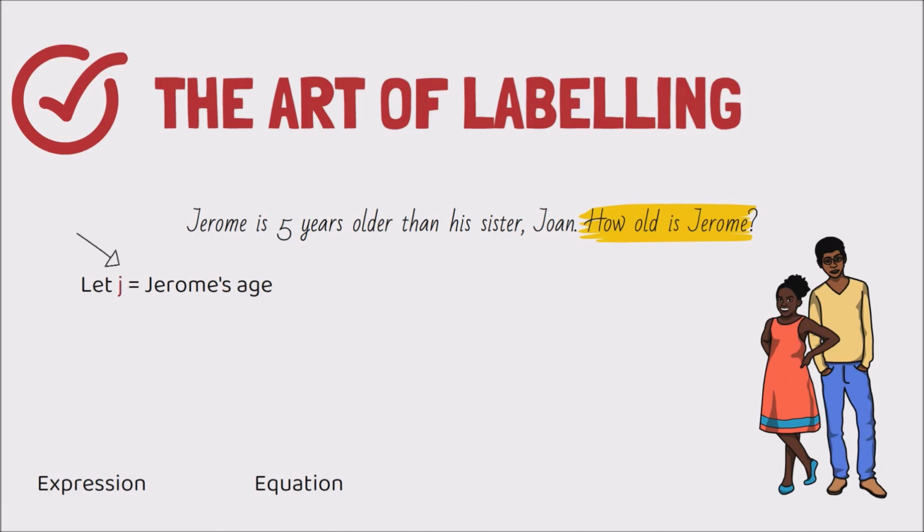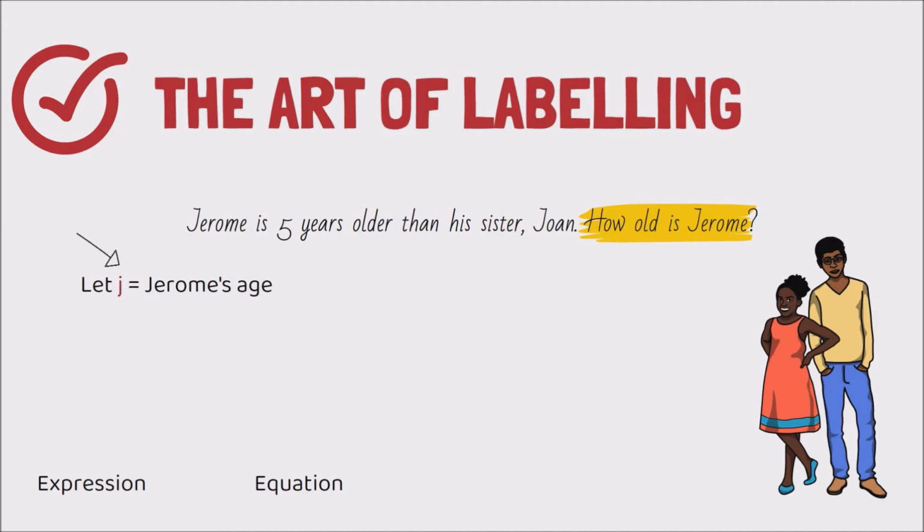Another tip too is that you can use a letter that is similar to the variable. In random equations, x and y are used, but for worded problems like these, I would say that you can get a little bit creative with your labels, and I think that also helps you to remember them. So I see J for Jerome, so I'm going to let J equal Jerome's age, right?